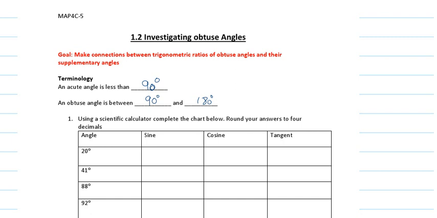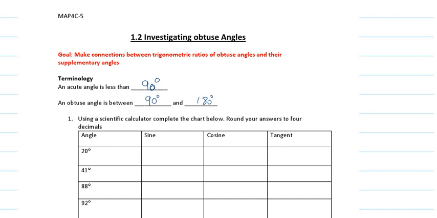Okay? So if I look at sine 20 or if I look at sine 160, is there any relationship between the two? Okay? Sine 20, the 20 is an angle that is an acute angle, right? 160 is an obtuse angle. Okay? I want to compare the two and see what would be similar and what would be different.